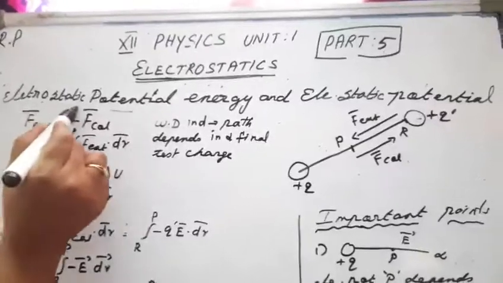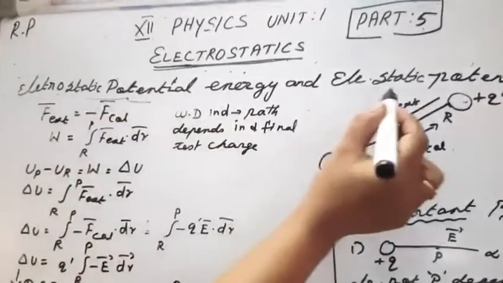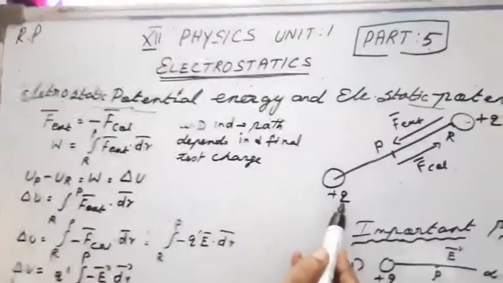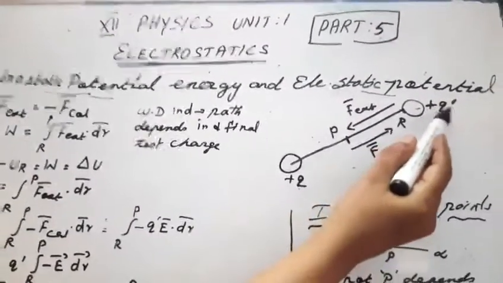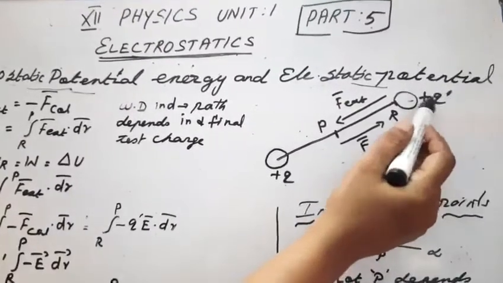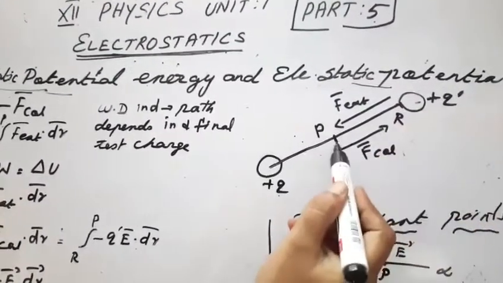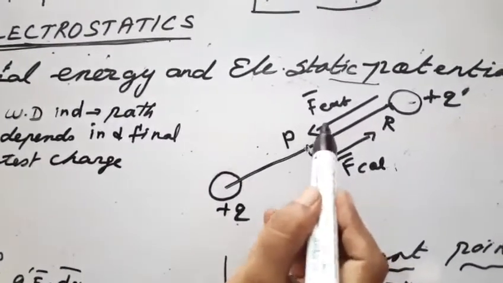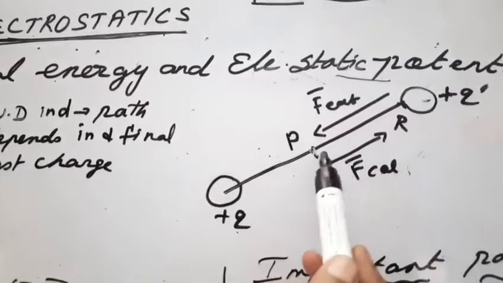Let us discuss electrostatic potential energy and electrostatic potential. Let us take a point charge plus q, and on the opposite side we can take a point with the test charge plus q dash, and take another point on the line, that is P. Now we can bring the test charge to that point P.